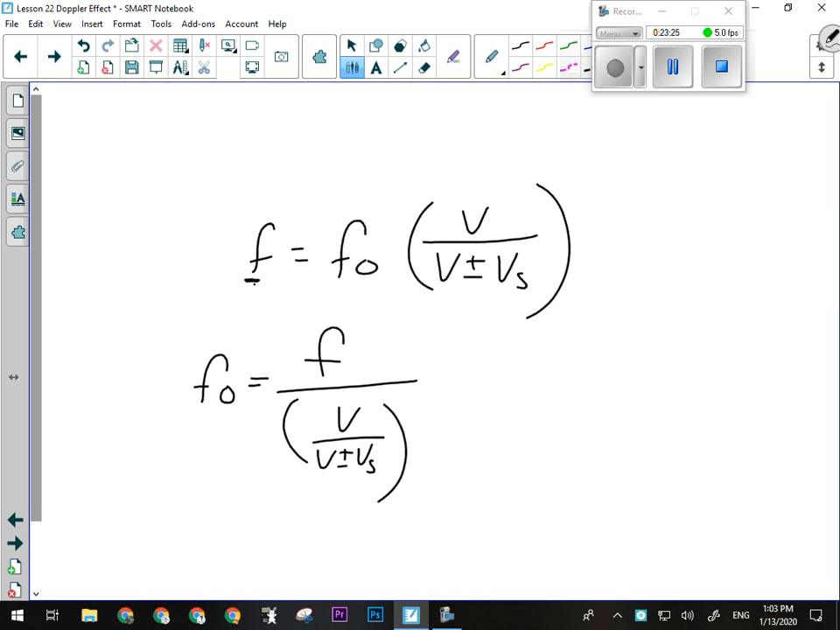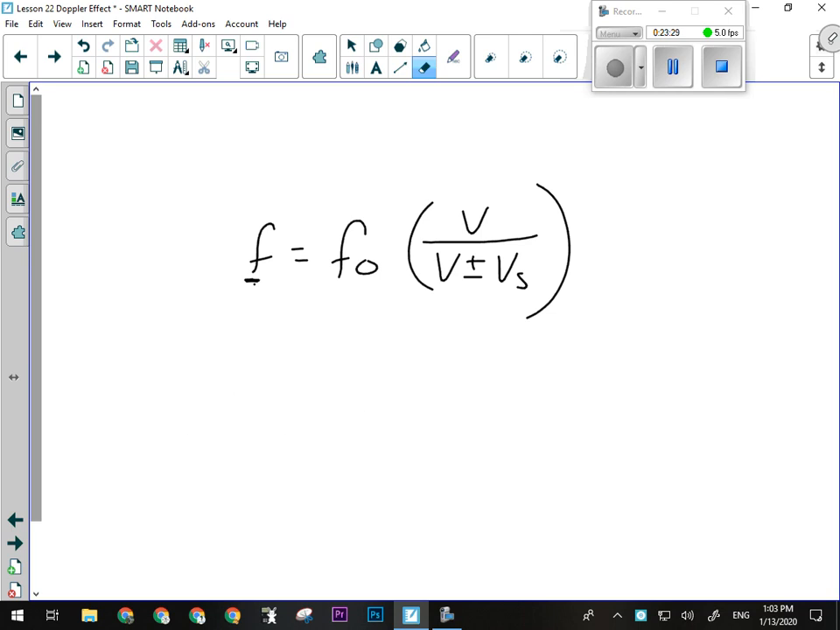Everybody okay with that? So it gets a little hairier if I've got to calculate something inside the brackets. So if I want to calculate one of the numbers in the brackets, and you're only going to have to calculate vs, you won't have to calculate v. Why?